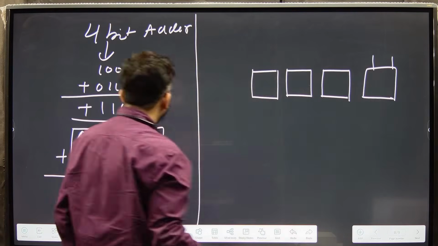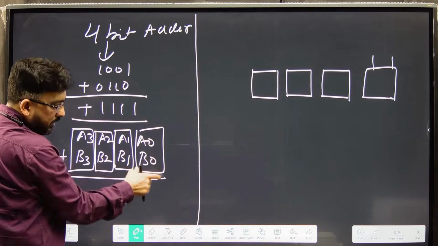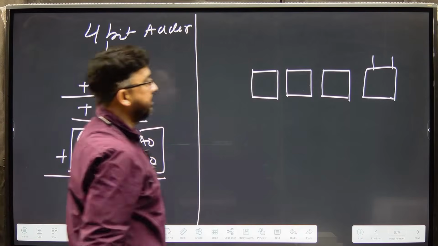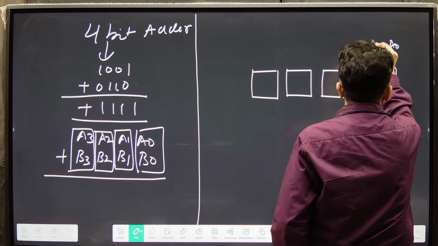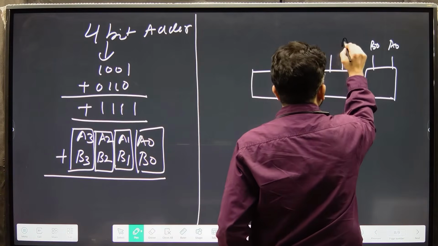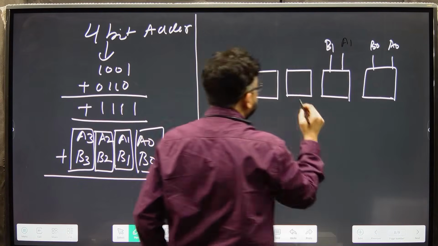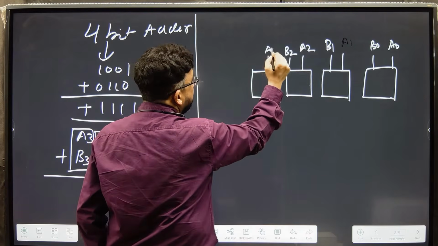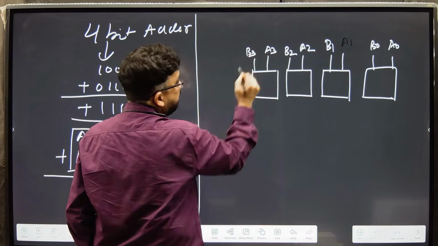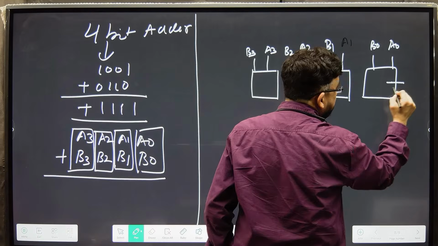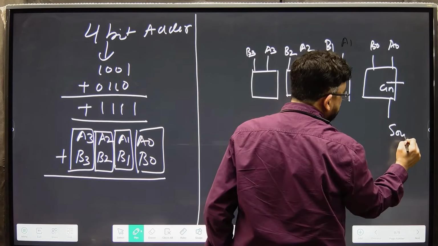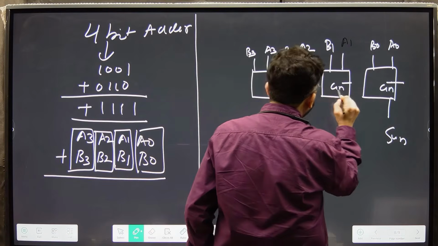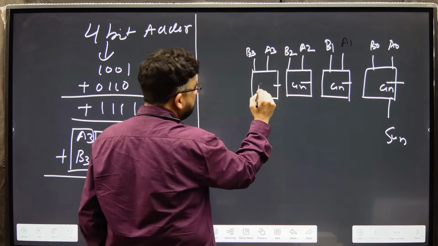As I mentioned, this is your first adder, this is your second adder, this is your third adder, this is your fourth adder. So A0, B0, A1, B1, A2, B2, A3, B3, right? This is your C in, this is your sum. This is your C in, this is your C in, this is your C in.